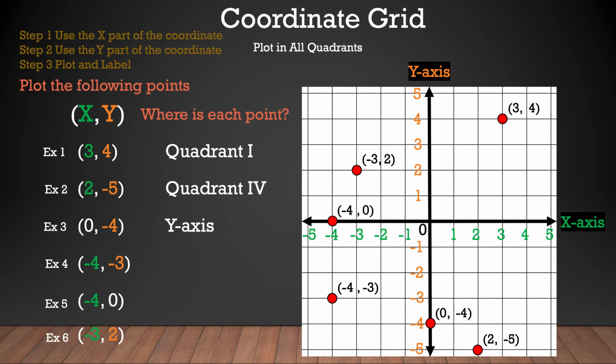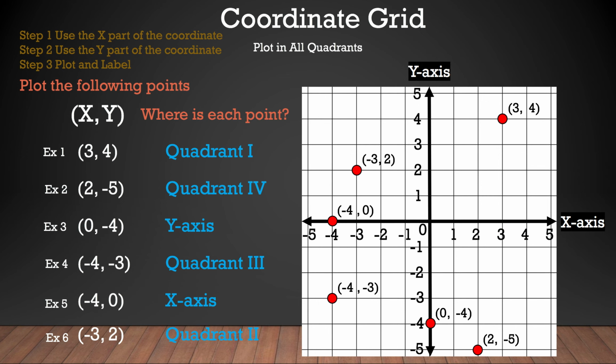And then let's take a look at example 4. Where is that? Example 4 is in quadrant 3. Take a look at example 5. It is on the x-axis. And finally, let's take a look at example 6, quadrant 2. Okay, so we're done with where is each point. And finally, there you have it.